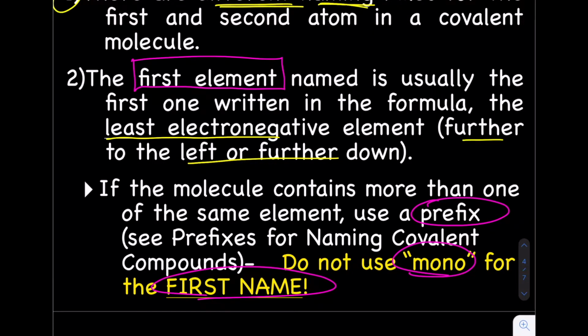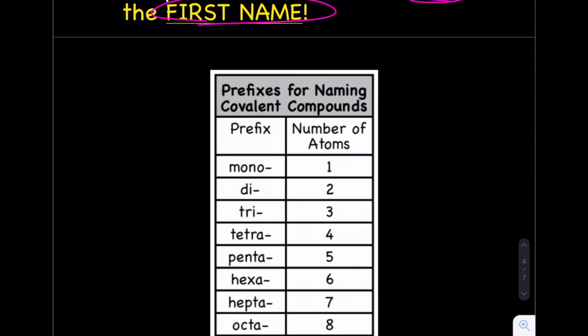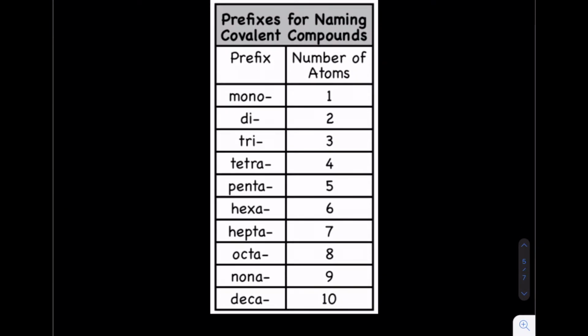So let me show you the prefixes for naming covalent compounds. It's right here. So if you have one of a type of an atom, only one, you call that mono, except for we don't use that for the first name.